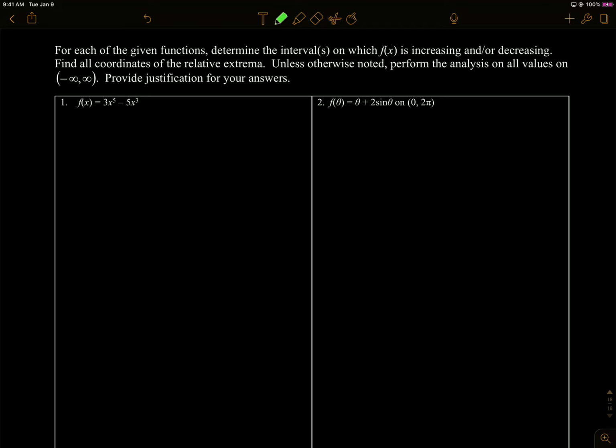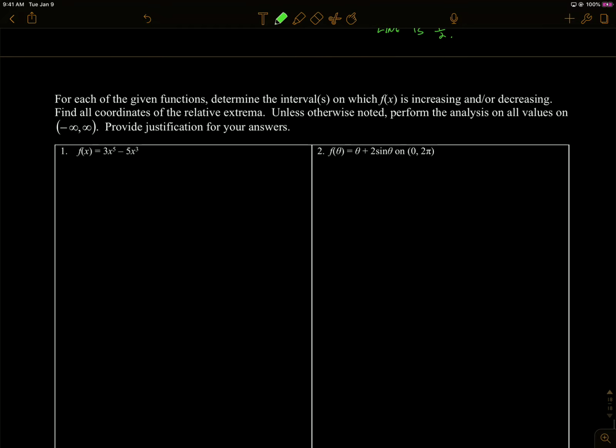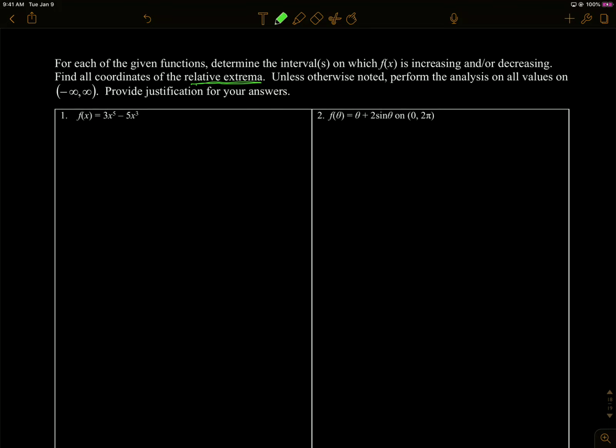So here's some questions that you're going to see for sure. For each of the given functions, I don't think I'm going to do both of them. I think I'm going to do one because we don't need to see both examples. For each of the given functions, determine the interval on which f of x is increasing and or decreasing. So we're given f, and they want to know when it's increasing or decreasing. They also want us to tell them any coordinates of relative extrema. That means any relative maximums or any relative minimums. And unless otherwise noted, perform the analysis on all values from negative infinity to infinity. Provide justification. So this is a big question, okay? And we see this one a lot.